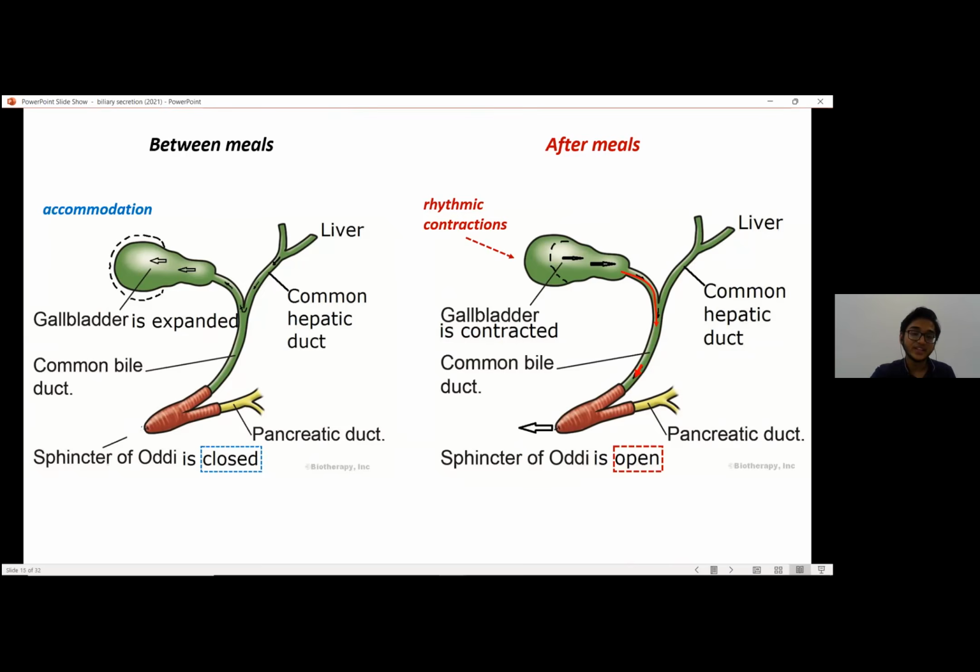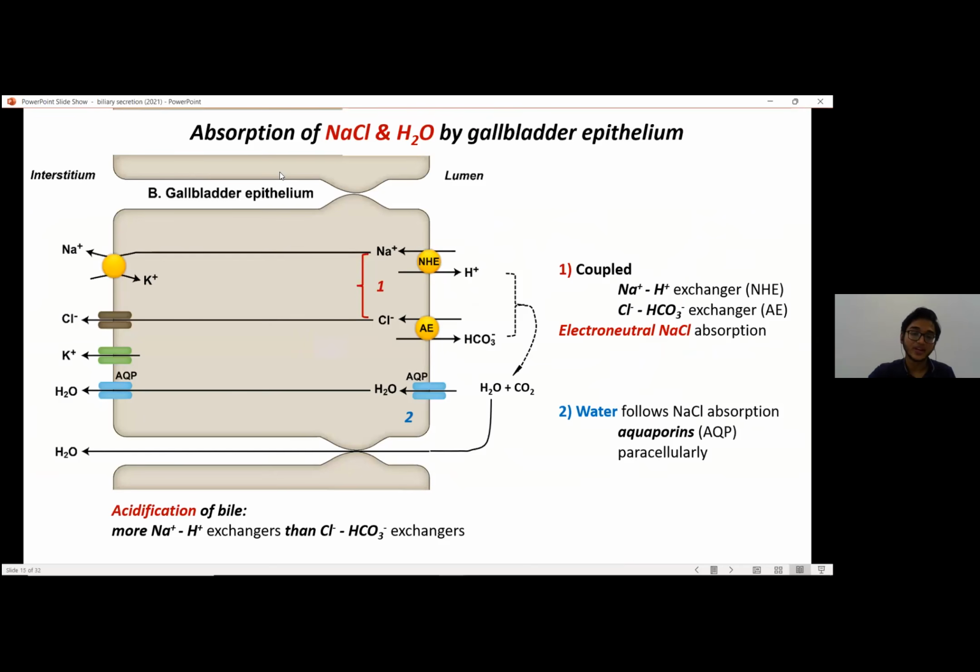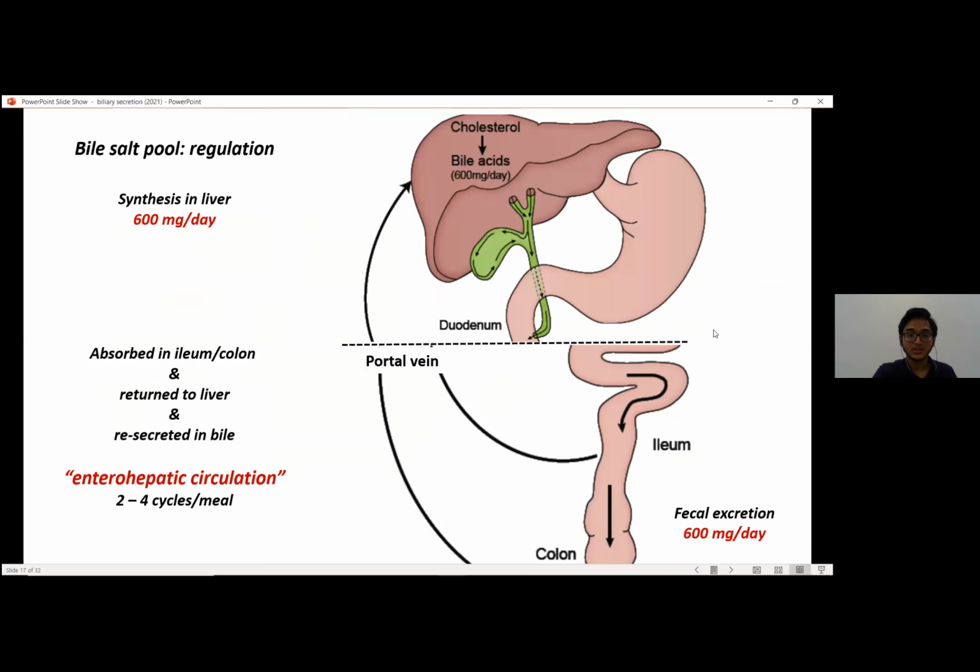Bile is concentrated by electroneutral sodium chloride absorption. So you absorb sodium, you absorb chloride, water follows. That's it. You don't need to know much. It's one sodium, one chloride. Because it's a positive and a negative, you're not changing the charge across the membrane. So you need to know that the gallbladder concentrates bile. How does it do that? Electroneutral sodium chloride absorption. Okay.